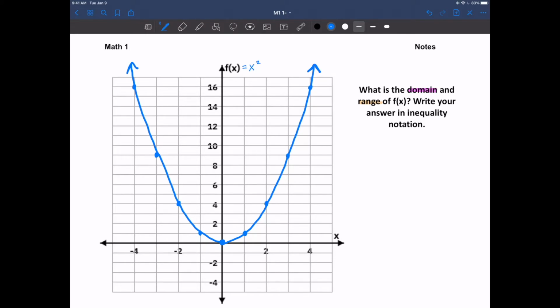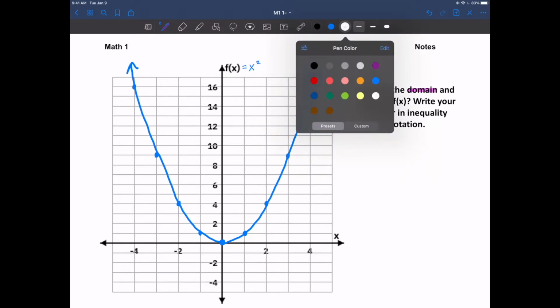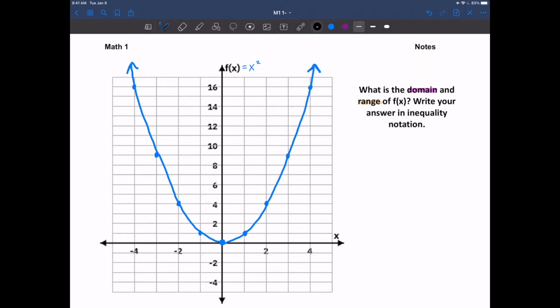Okay, this arrow, let me change some colors here. I need a purple-ish color and I also need an orangish color. Okay, purple. This arrow is pointing left.